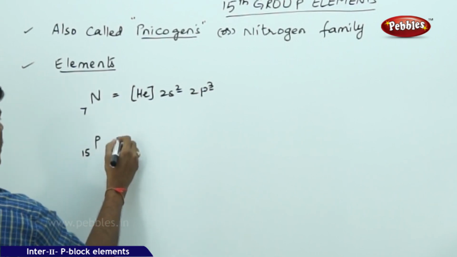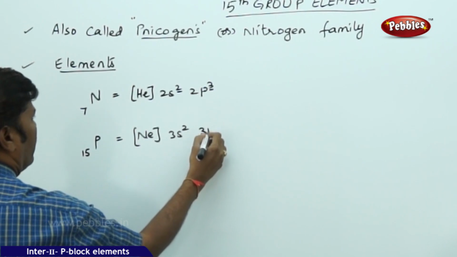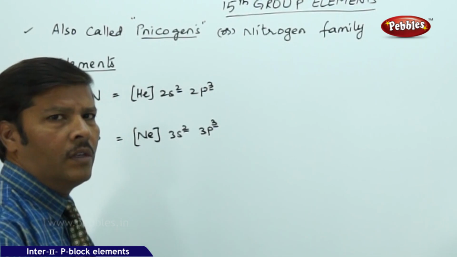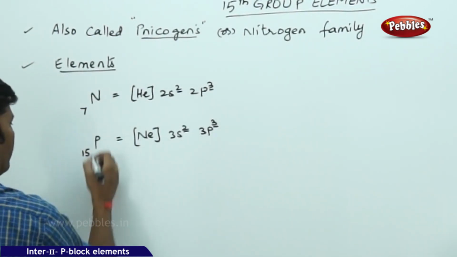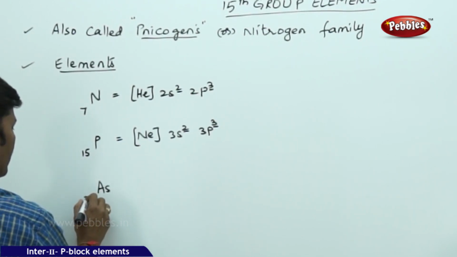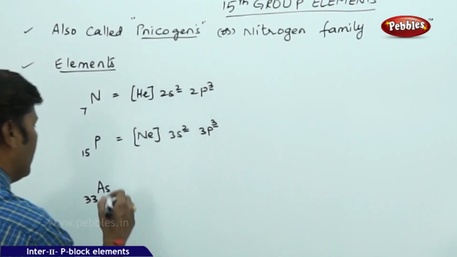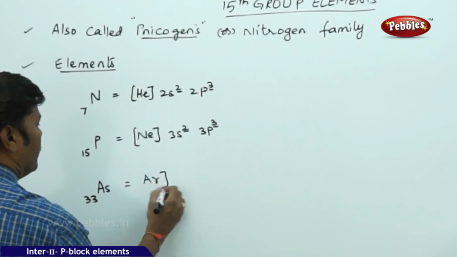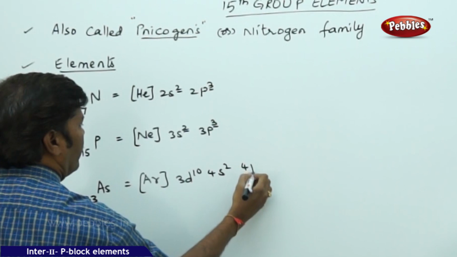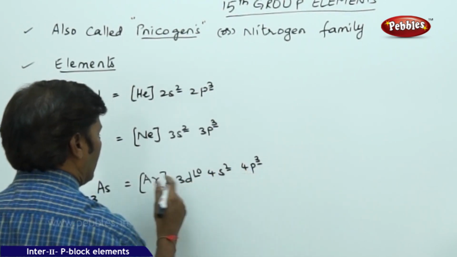If you go to the next element, phosphorus, for 7 you add 8, so it is going to become 15. So this is neon 3s2 3p3, the electronic configuration. Again the last 5 valence electrons are entering the 3s and 3p orbitals. Then arsenic: for 15 you add 18, this is going to become 33. So 33 is the atomic number of arsenic. As stands for arsenic, and this is going to become argon 3d10 4s2 4p3, the configuration. So this is 10 electrons, 2 electrons and 3 electrons.